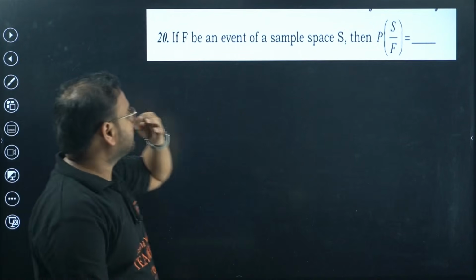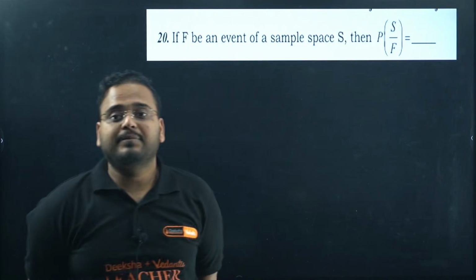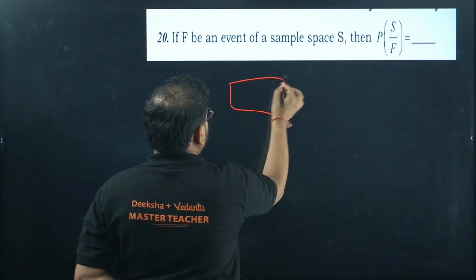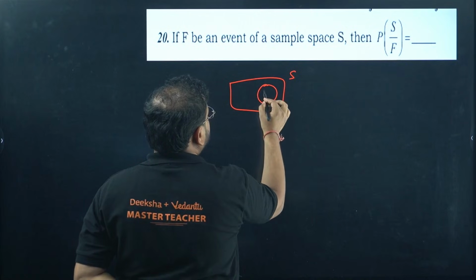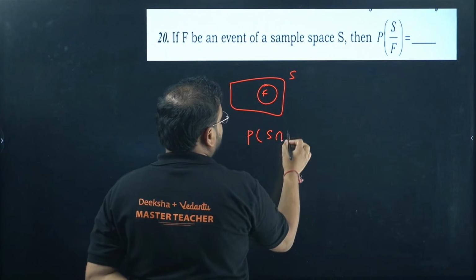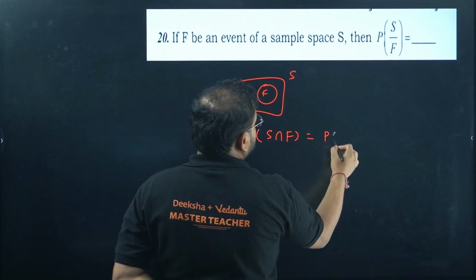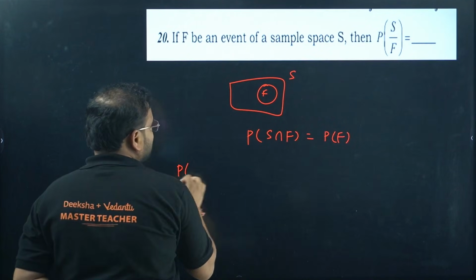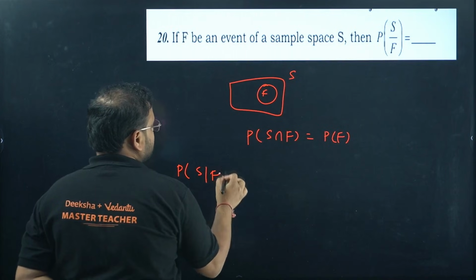Last one marker, the fill in the blanks. Let F be an event of a sample space S. What it means is that if this is my sample space S, then F is part of the sample space. It means the intersection of S and F will be what? Simply F.